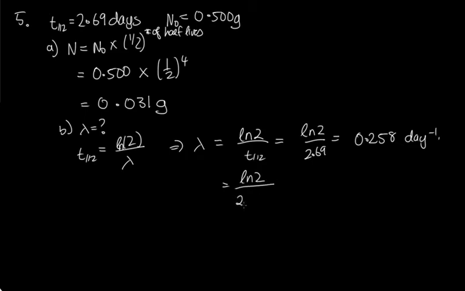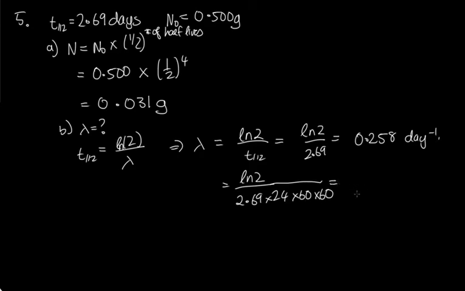The other option is we could get this into inverse seconds, so we do log 2 divided by this time in seconds, should be 2.69, that's the number of days, times 24, there's 24 hours in a day, times 60 times 60. So this converts it into hours. Sorry, this one converts it into hours, this is into minutes, and this converts it into seconds.